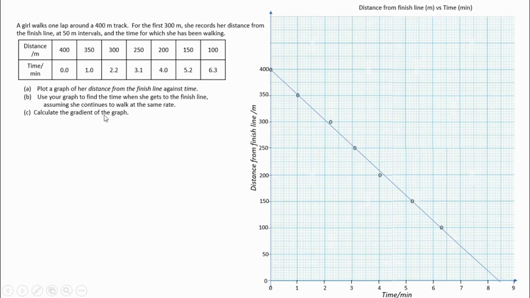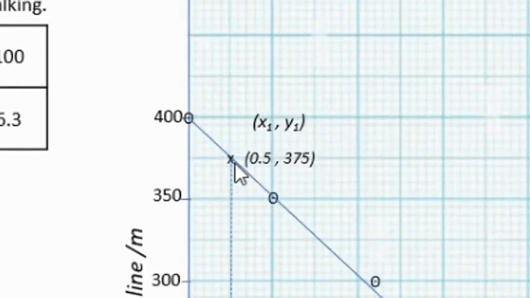And we're also asked to calculate the gradient of the graph. Same procedure. Choose 2 points on the line. This is one of my points, and this is the other, far enough apart. And we're putting in our gradient triangle and writing down the coordinates. So here, according to the scale we have, the x-coordinate for the first point is 0.5, and the y-coordinate is 375.